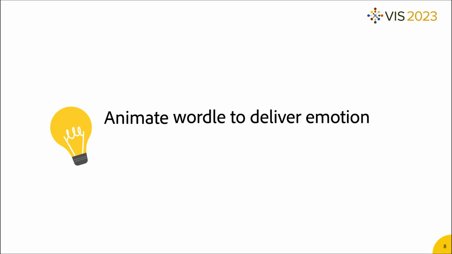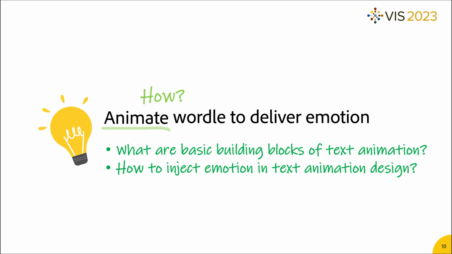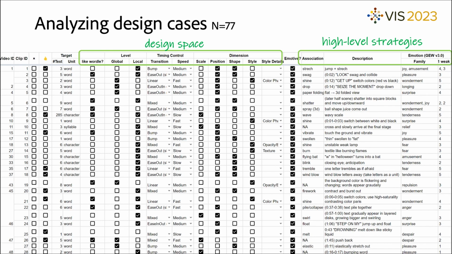With these inspirations, we seek to animate wordles for emotion expression. But how? What are the building blocks of animated text so that it is still easy for people to create wordles? And how to reliably inject emotions in the design of text animation? To address these questions, we first investigate kinetic typography design in the wild.